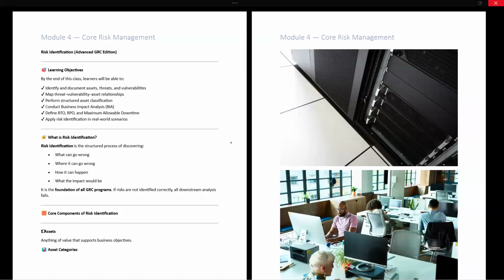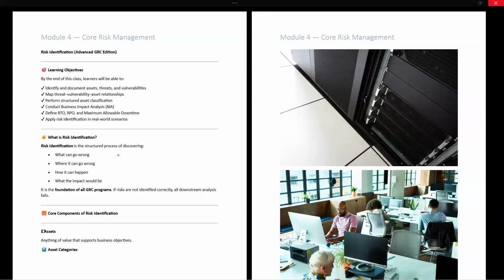All right, so this is module 4. We completed till module 3 in the last class, and this module 4 is more focused on core risk management. As I was saying yesterday, we completed the governance part and also the basics of risk management. In this module, we are going to focus on core risk management, and this is going to be very deep and very insightful.